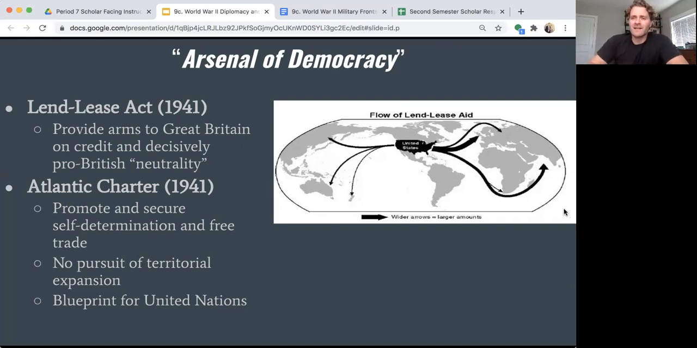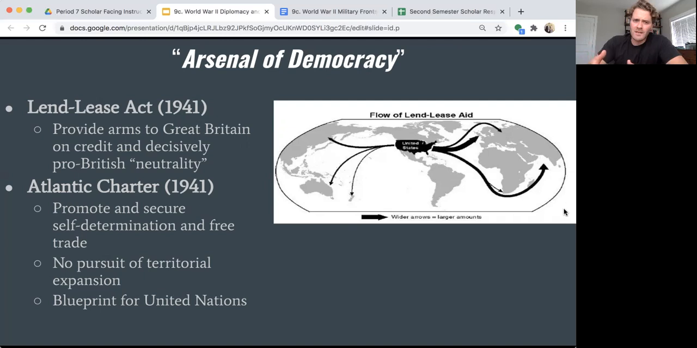The Lend-Lease Act is kind of the end of it, like, yeah, if we don't give England stuff, the war is going to be over and Nazi Germany is going to control all of Europe. So maybe we should just start siding more aggressively with the British. The Lend-Lease Act provides arms directly to Great Britain and other allied powers on credit, instead of on that cash and carry policy.